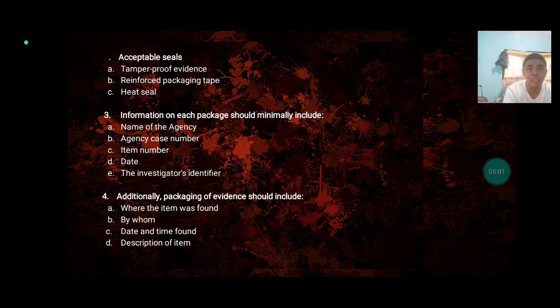So next are acceptable seals: tamper-proof evidence tape, reinforcing packaging tape, heat seal. Information on each package should mainly include the name of the agency, agency case number, item number, date, and investigator identifier. Additional packaging information should include where the item was found, what the item is, the place, by whom, date and time found, and a description of it.